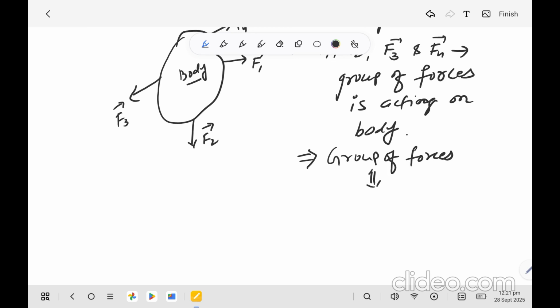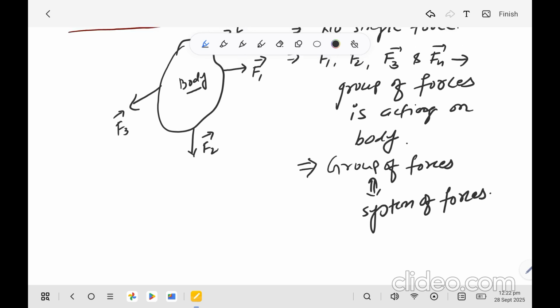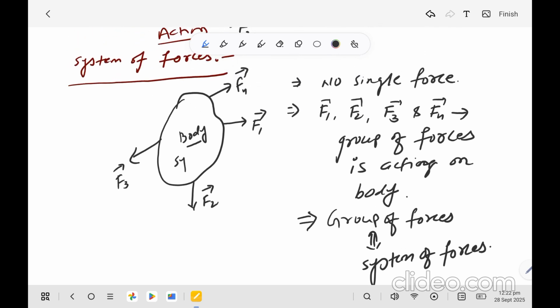Okay, so if we assume that this body is a system and not a single force but a group of forces are acting on this system, that's why we call it the system of the forces, meaning the group of the forces acting on this body, and these forces will decide the motion of this object in a given plane or in a space.